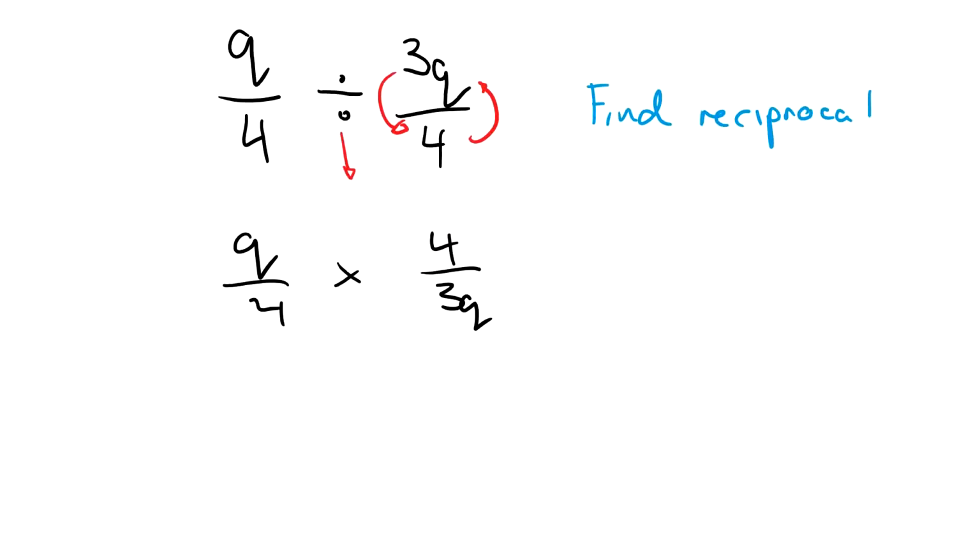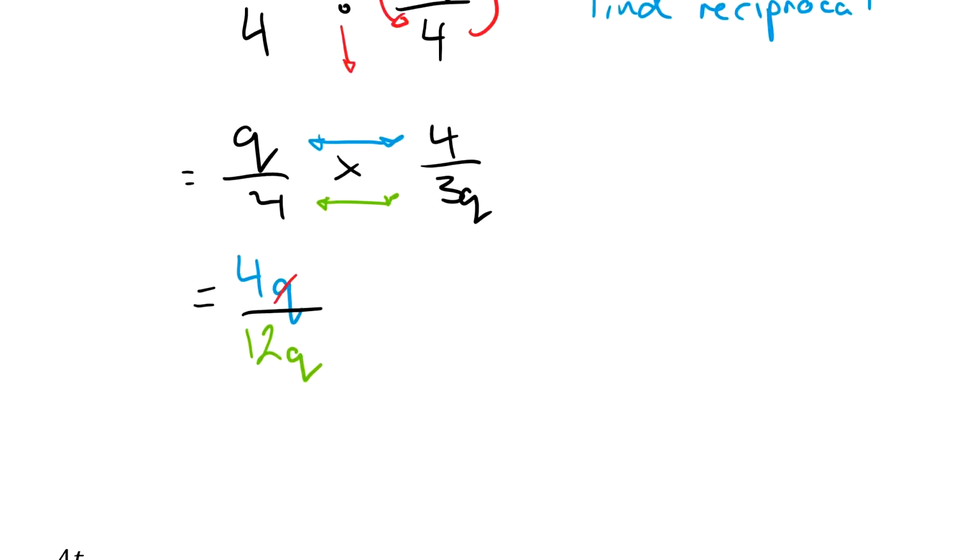Then we just follow the same steps we did when multiplying a fraction. Multiply across. So we get 4q over, where's my green? There it is. 4 times 3, 12q. We then look for our simplifications. The q's cancel out because they're on top and bottom. And we get 1 over 3.